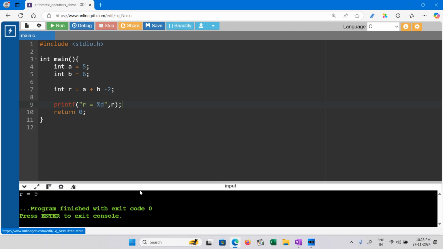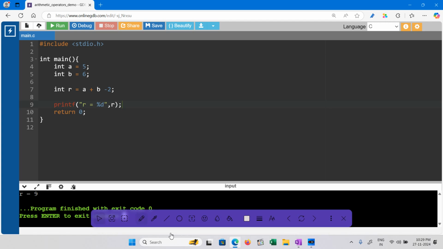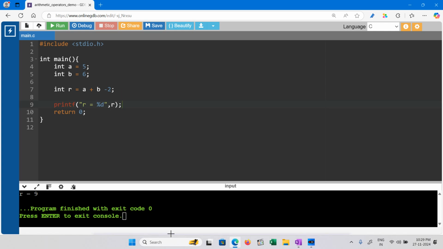If you apply just the simple BODMAS rule of maths that we know, you get the same result here. Same, a plus b minus 2, they are equal in precedence, so we follow the associativity. In associativity, the order will be left to right because these are arithmetic binary operators. So a plus b, 5 plus 6, gives 11, and minus 2, the answer will be 9. So you also get the answer 9.